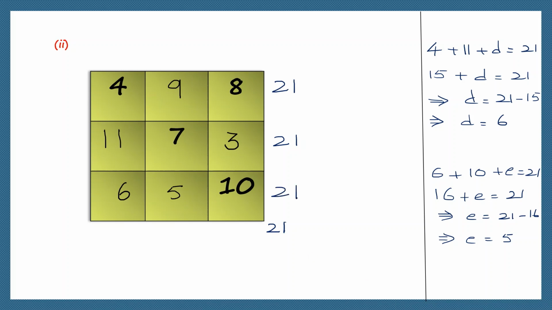Now let's take the columns. 4 plus 11 is 15. 15 plus 6 is 21. The next column, 9 plus 7 is 16. 16 plus 5 is 21. The third column, 8 plus 3 is 11. 11 plus 10 is 21. Then the diagonal, 6 plus 7 is 13. 13 plus 8 is 21. So can you see, children, this is a magic square where we have got the answer as 21 for each row and each column and each diagonal.